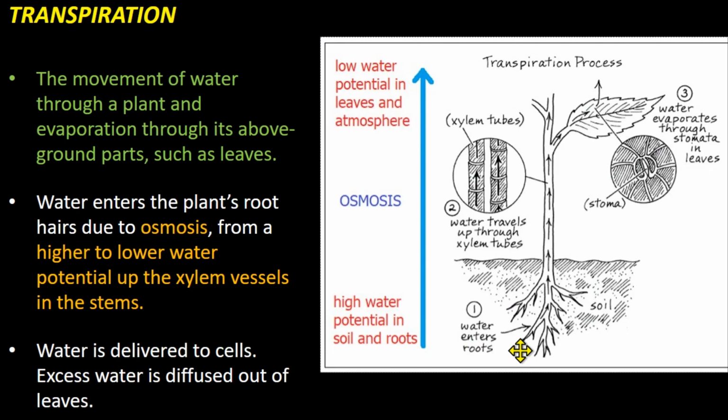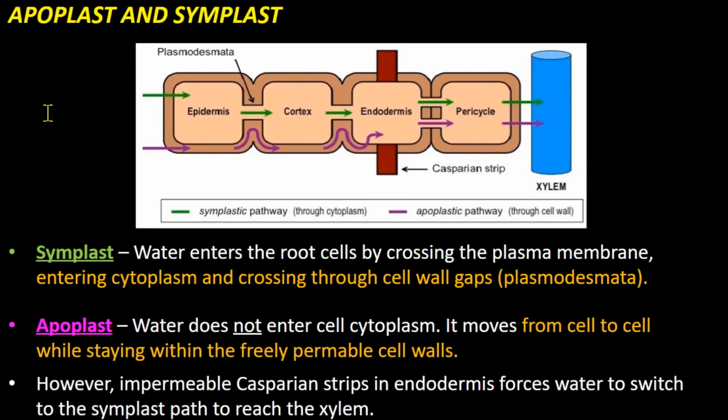Transpiration is the movement of water through a plant, and evaporation through its above ground parts, such as the leaves. Water enters the plant root here due to osmosis from a higher to a lower water potential, up the xylem vessels and into the stems. Water is delivered to the cells in the leaves and excess water is diffused out of the leaves through the stomata.